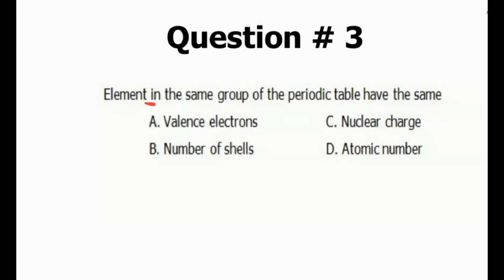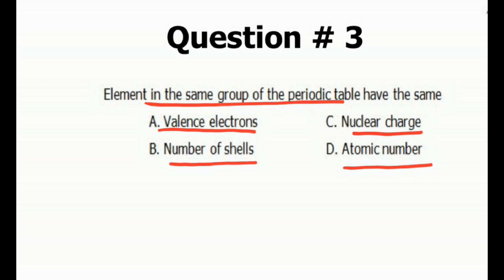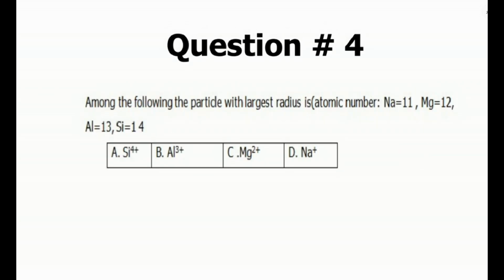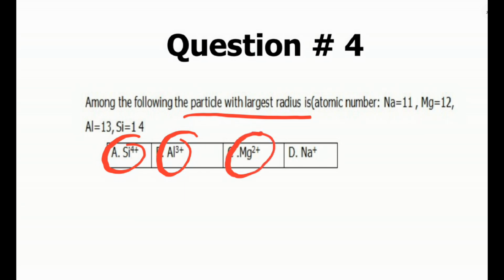Elements in the same group of the periodic table have the same what? Is it valence electrons, number of shells, nuclear charge, or atomic number? Question number 4. Among the following, the particle with the largest radius is it silicon +4, aluminum +3, magnesium +2, or sodium +?